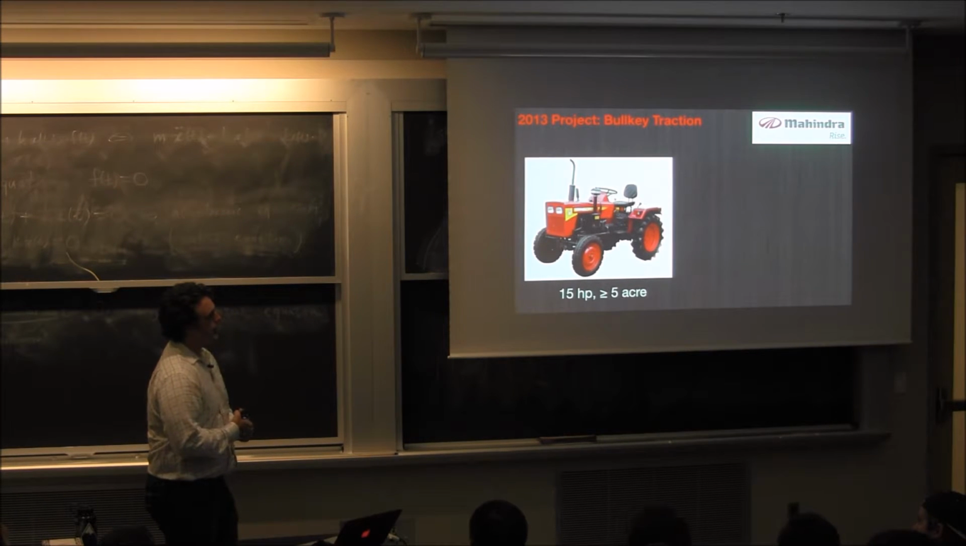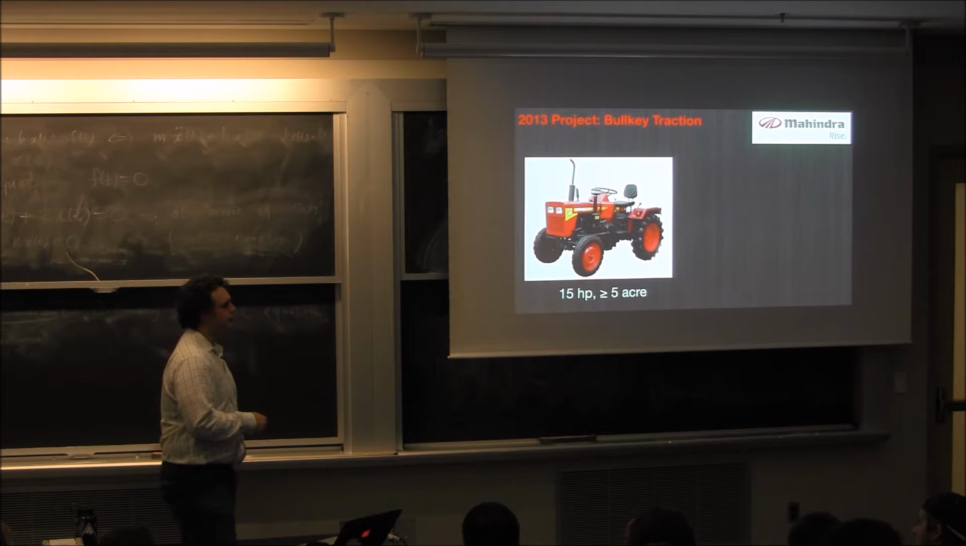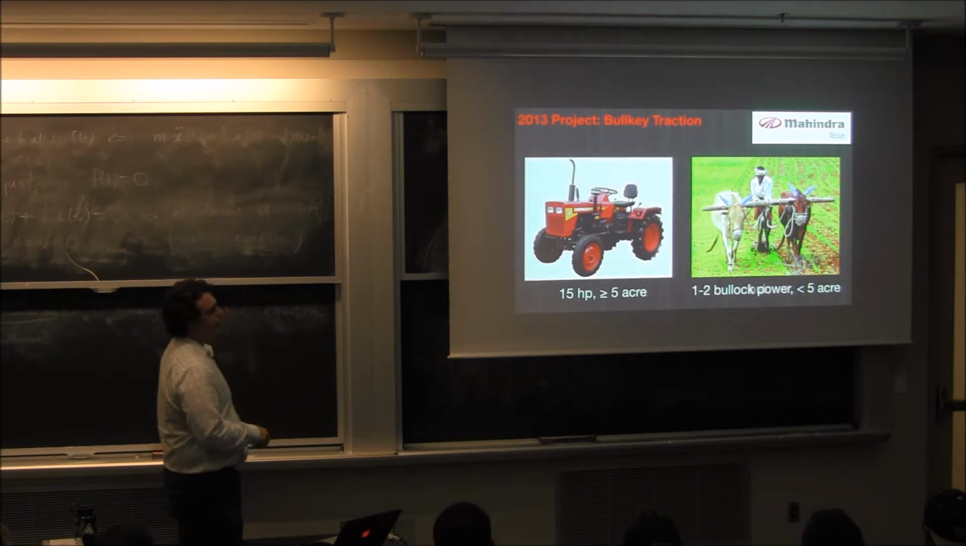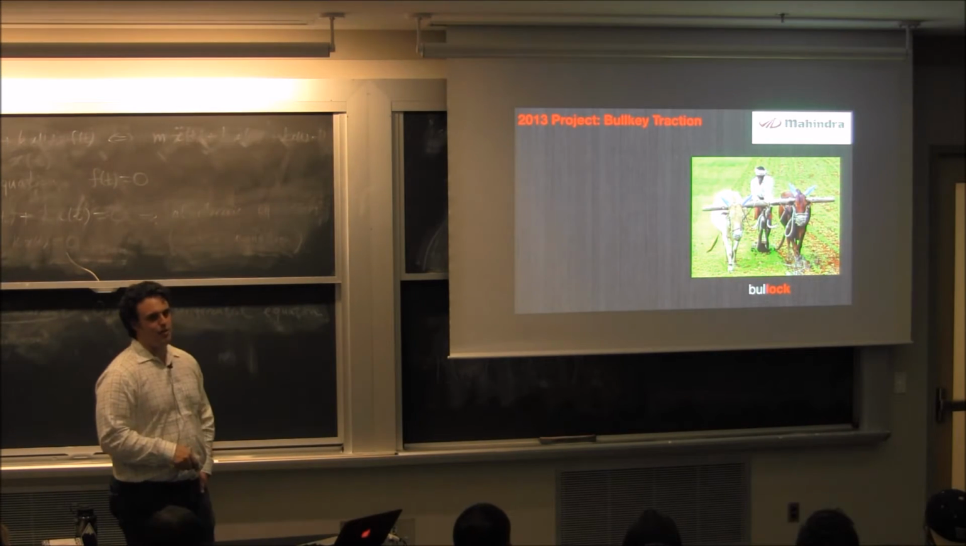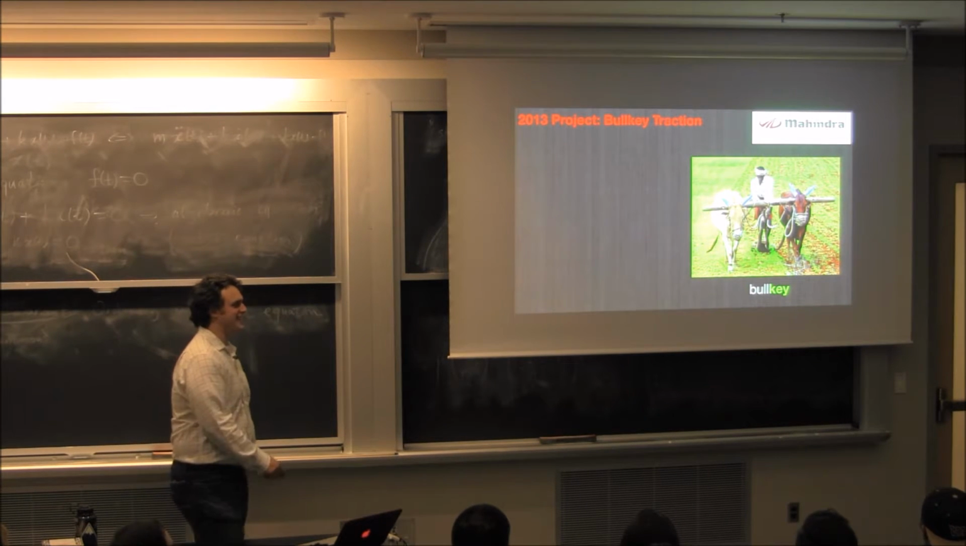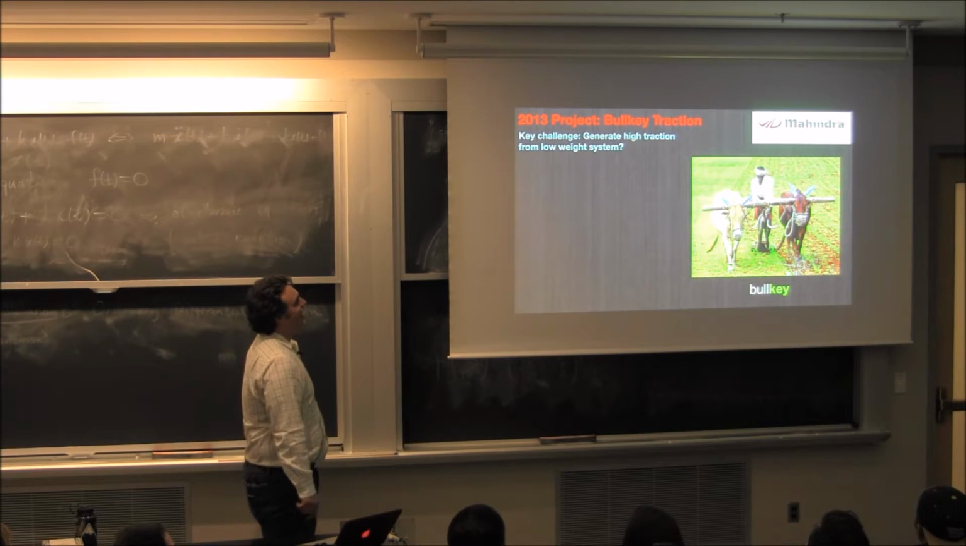And their smallest tractor now is this thing. It's called the Yuvraj, and it's 15 horsepower, and it's really only used on farms of greater than 5 acres. So we want to come up with a tractor that can compete with these guys. 1 or 2 bullocks that are used for small acres. And so, what would unlock a bullock? A bull key, right? And that's where the project got its name. It's really cheesy, but we still use it.